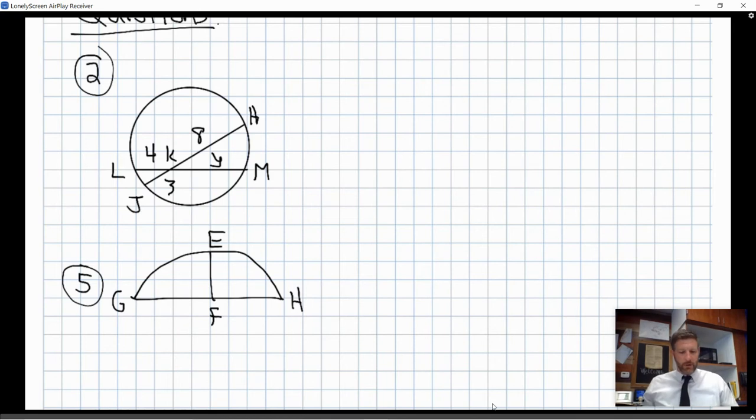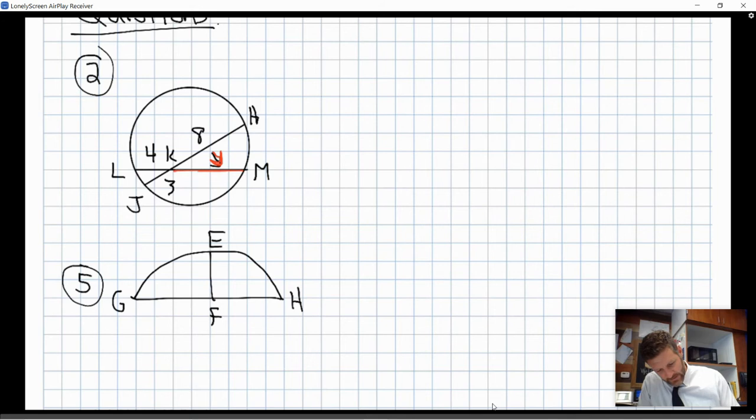But this is right out of our book, doing 2, 5, 8, and 10. Number 2, let me find the page. We simply have to find the variable. You can see these are chords, so we're going to use the chord-chord product theorem, and we have to find y. Y doesn't look very good in this particular case, but there's y.